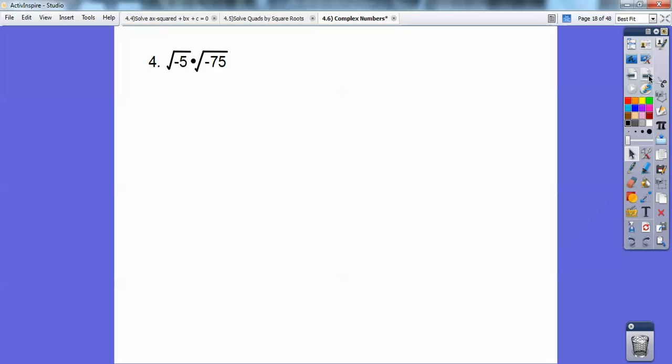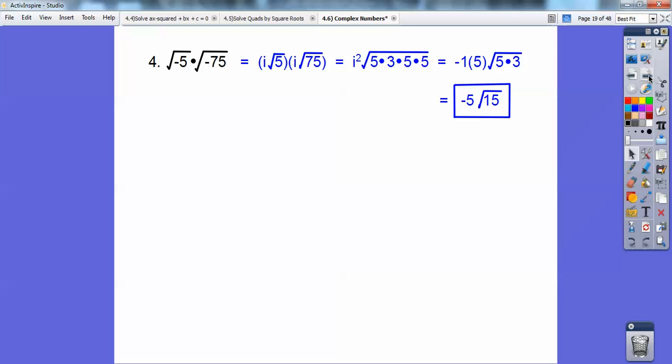So do that with this one here, you guys. Go ahead and pause it, and then try to get the answer right there. Okay, when you unpause it, you pull the i's out, and you should get -5 root 15, okay? Because you get i squared again, which is -1.